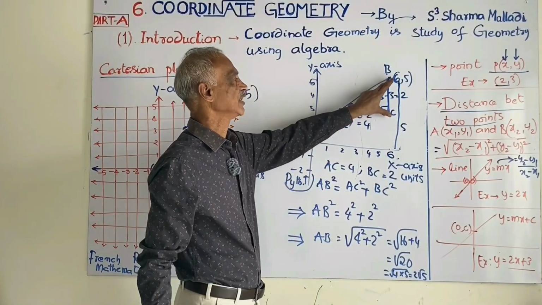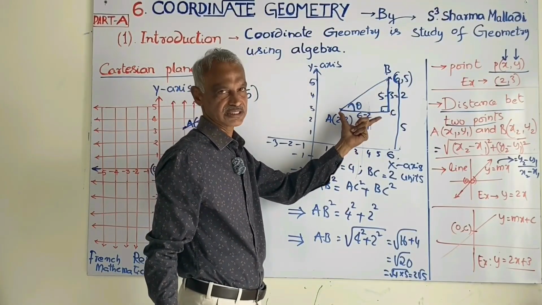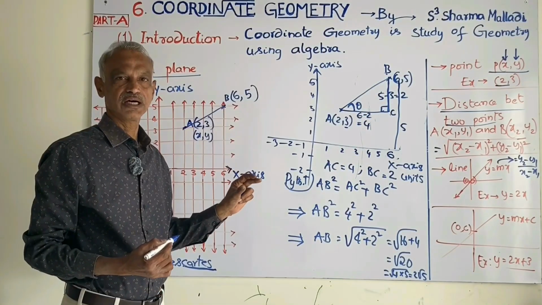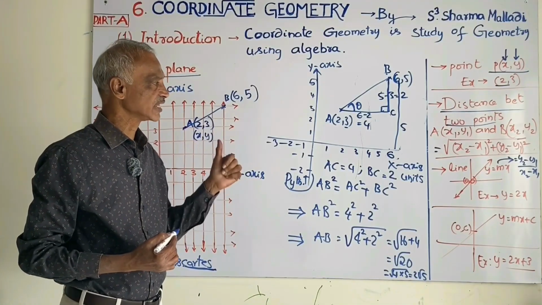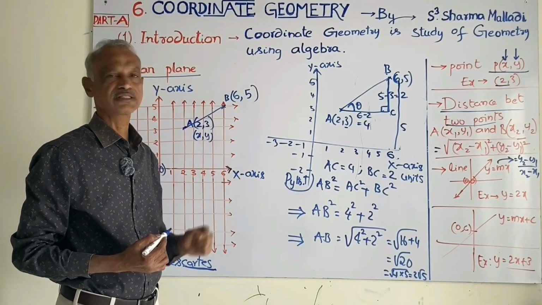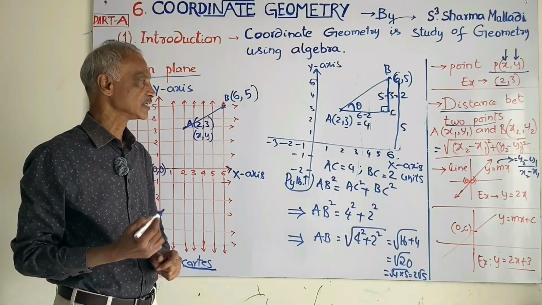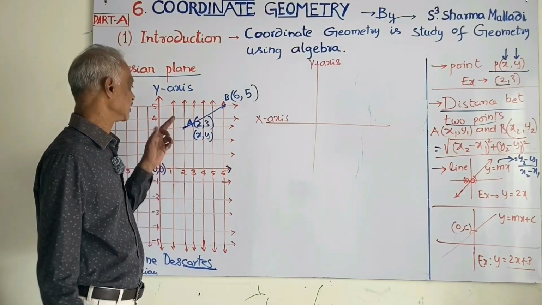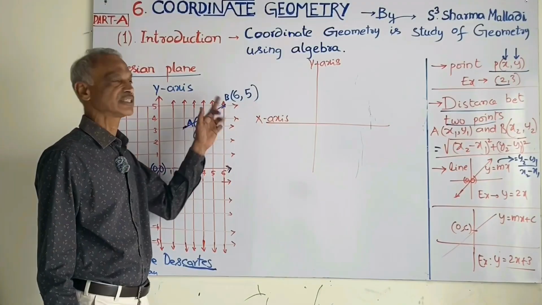Slope is y2 minus y1 by x2 minus x1. We will find out the distance between 2 points x1 y1 and x2 y2, which is root of x2 minus x1 whole square plus y2 minus y1 whole square. We found the distance between (2, 3) and (6, 5).